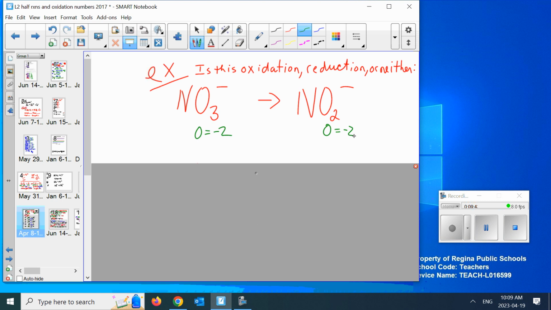On the left, if oxygen is -2, that's 3 times 2 is -6. It adds up to -1. So what does the nitrogen have to be on the left? Let's be positive, but -6 plus something gives me -1. But two groups of oxide ions, so -4 adds up to -1, so +3.